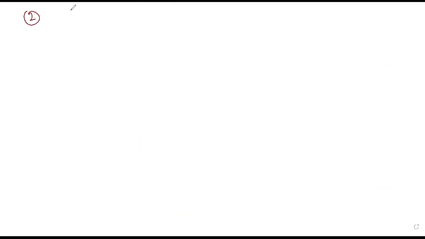Second example is sine square x dx. Now, what if I ask you to integrate this? How would you do it? Okay, I'll tell you. We have discussed... It'll be cos x, cos square x. Are you sure? Okay, wait.